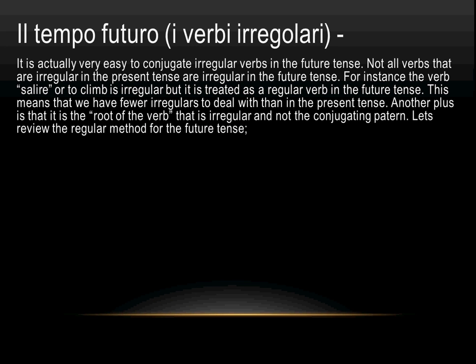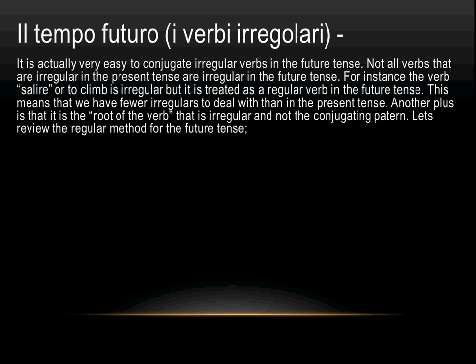It's actually very easy to conjugate irregular verbs in the future tense. In fact, after you learn the irregular stems for these verbs, it's actually easier than conjugating the regular verbs in the future tense. Not all the verbs that are irregular in the present tense are irregular in the future tense. For instance, the verb salire, or to climb, is irregular in the present, but it's treated as a regular verb in the future tense. This means that we have fewer irregulars to deal with than in the present tense. Another plus is that the root of the verb is what is irregular and not the conjugation pattern.